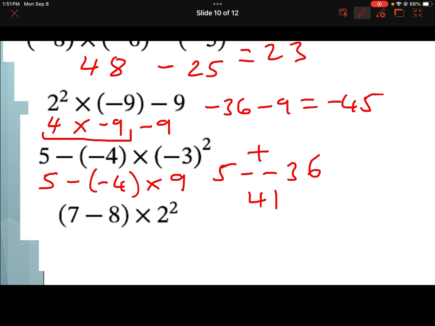And then last on this side, 7 take away 8 is -1, times 2 squared, which is 4. And that gets me just -4, doesn't it?